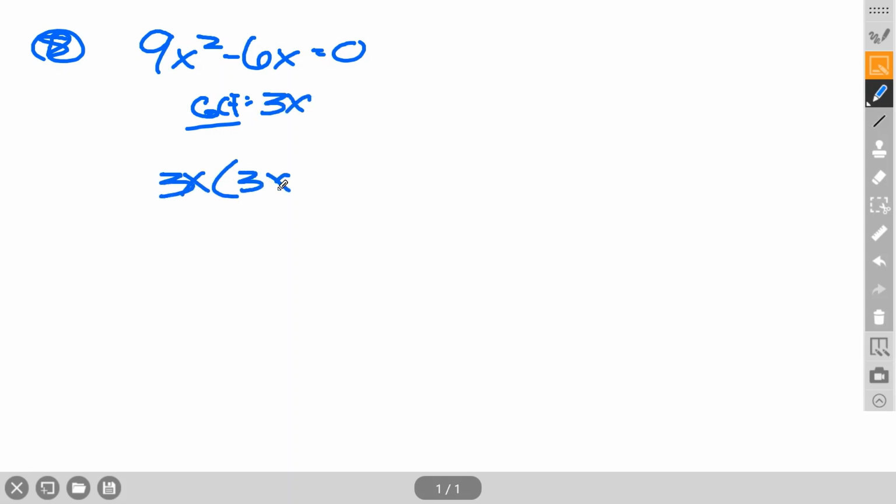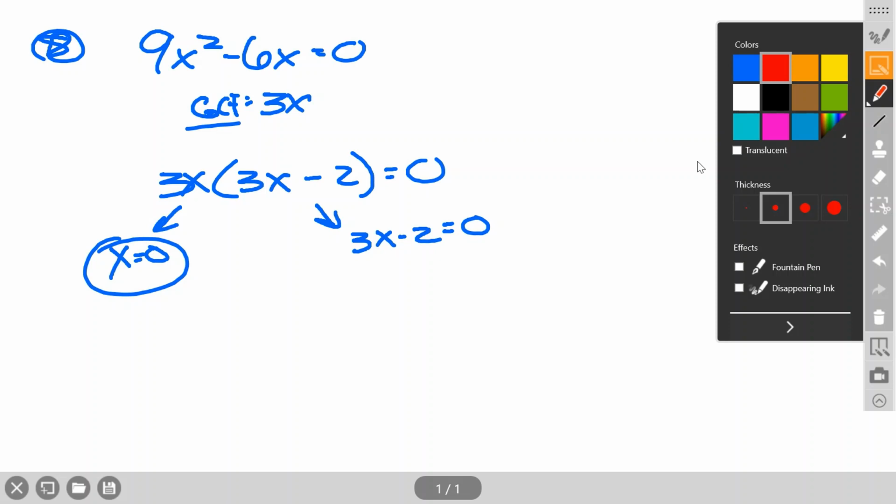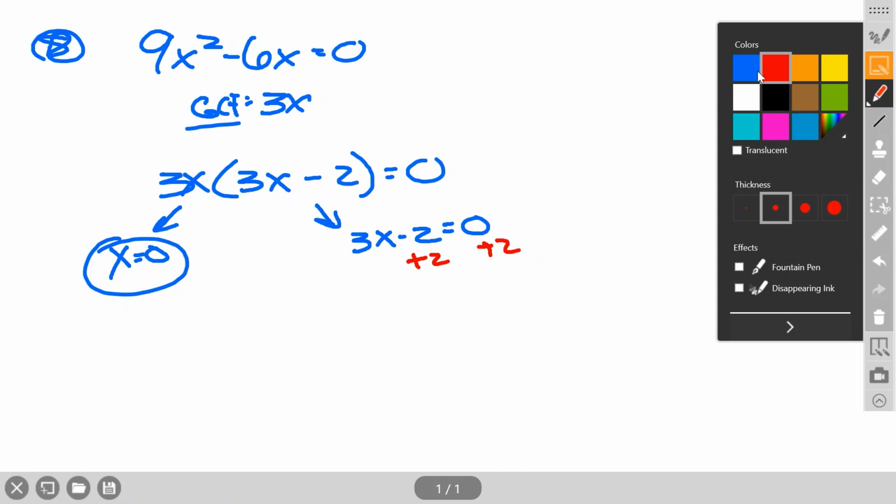Number 8, 9x squared minus 6x equals 0, so it's equal to 0. I'm factoring, so I'll factor out the GCF, which is 3x. So 3x comes out. I'm left with 3x minus 2. Alright, so I want to know what x value makes each of these equal to 0. So x equals 0 is one of the solutions because 3 times 0 is 0. For this other one, I want to know what x value makes this 0. So I'll solve the equation 3x minus 2 equals 0. Unless I can look at it and tell that the solution is 2/3, I need to do it this way.